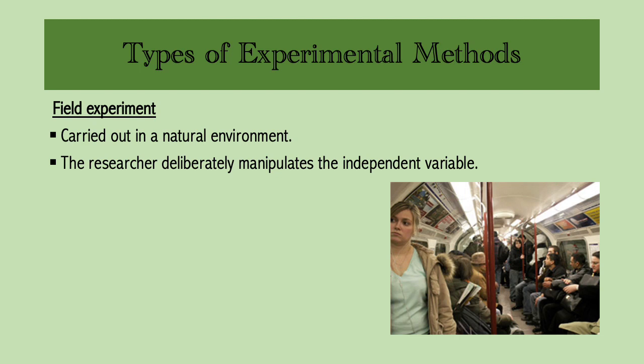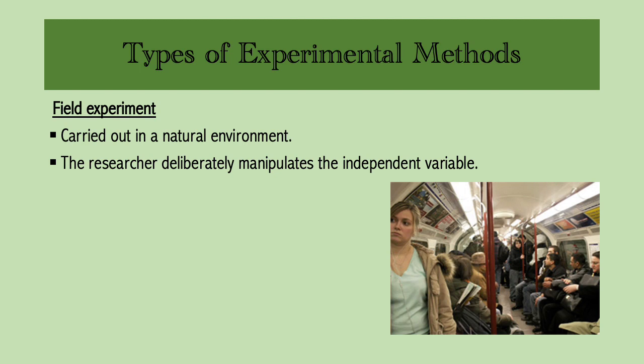And then if there is manipulation of IV and it was conducted in a natural environment, it means it's a field experiment. Okay? With a lab experiment, there is manipulation of the IV but it's inside a lab or inside an artificial setting. Okay? So field means outside, not the field as in grass, but in a natural environment, in any environment that is outside.